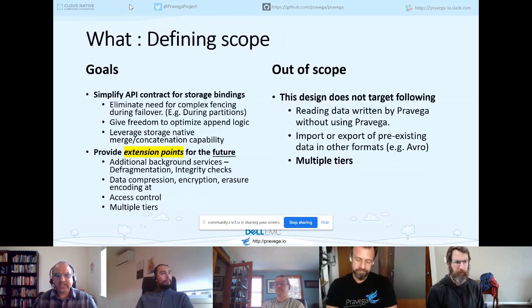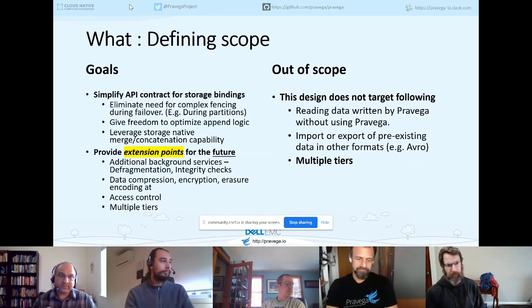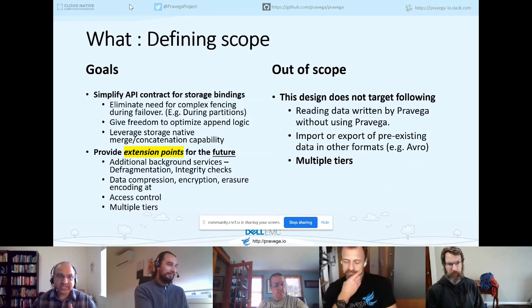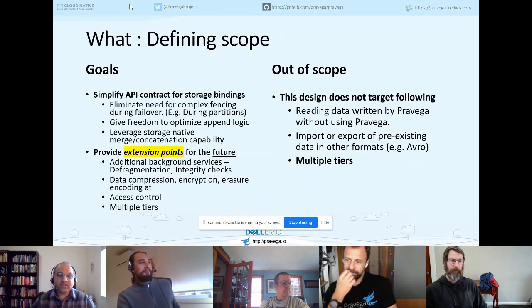So we are kind of defining the scope of SLTS. SLTS again means simplified long-term storage, and the reason for using that simplified word is the first problem, which is until now, we were kind of expecting each and every storage provider to solve the fencing problem, to solve the zombie problem, how to kind of strongly enforce the single writer pattern. In SLTS, our aim is to simplify the API contract for the storage bindings. We eliminate need for complex fencing during failover, and give the freedom to optimize append logic, leverage the storage native merge and concatenation capabilities.